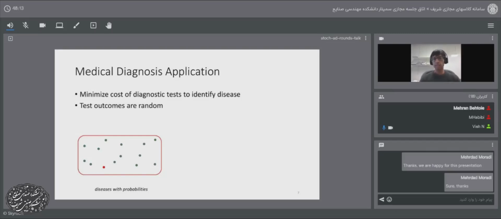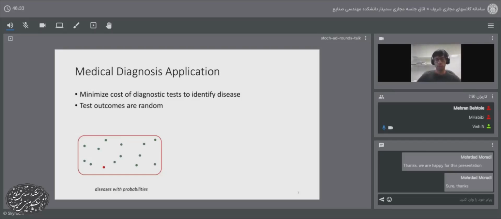So notice that in this setting, the outcomes for the tests are going to be random because we don't know the eventual disease. That's our goal. If you knew the actual disease underlying the patient, of course, all the test outcomes would be deterministic, but that's precisely the point of this problem. We want to determine the unknown disease.